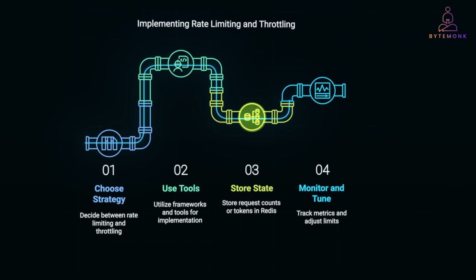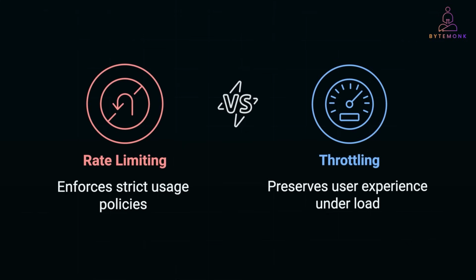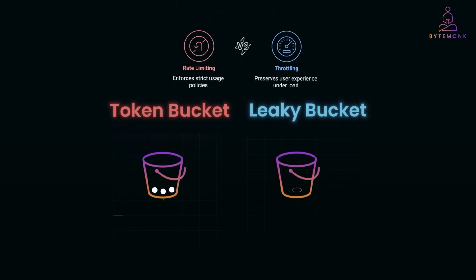And finally, you monitor and tune. You implement observability, track metrics like request rate, errors, and latency, and adjust your limits as usage patterns change or your infrastructure scales. Let's explore the difference between rate limiting and throttling with practical examples using two common algorithms. And guys, by the way, I have covered these algorithms in detail in my previous video, so do check out my playlist in the description.